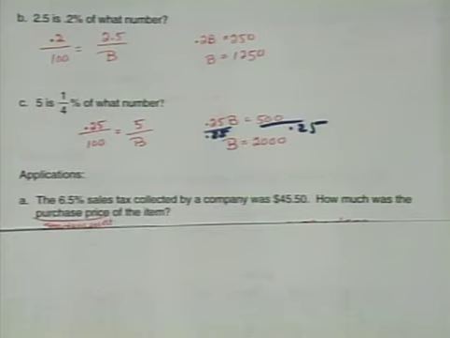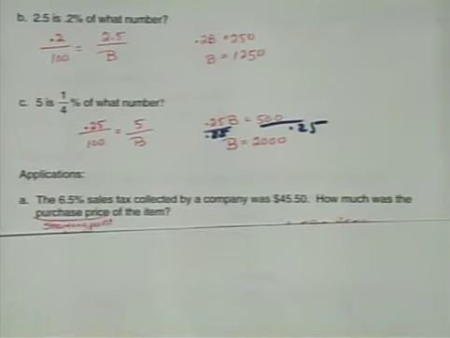When I look at purchase price and what the problem is asking for, I know that tax is the part and the base really is the purchase price. So the 6.5 goes into R. The 45.5 is the part, and the B is what I'm looking for. Set it up, cross multiply.